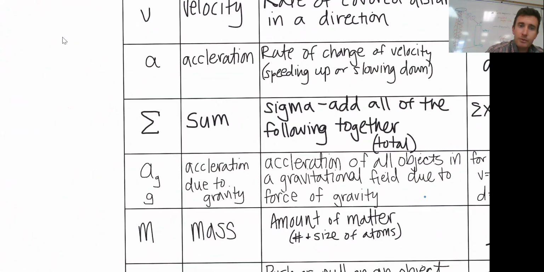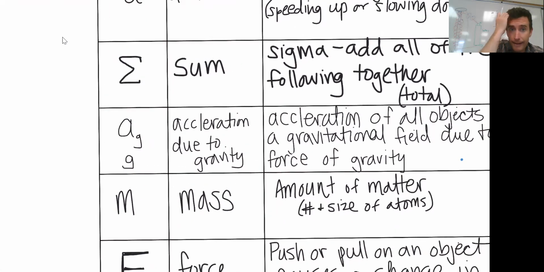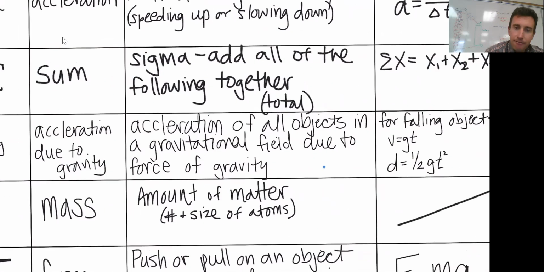Next piece is we have another fun new Greek letter. The fun new Greek letter is a funny looking E thing. It's actually called sigma. It's the Greek letter for S, and it stands for sum. So the Greek letter sigma here, which looks kind of like a funny E to me, or a sideways M if you prefer, stands for sum. And what that means is add everything that comes after that together, or take the total. So add all of the following together.